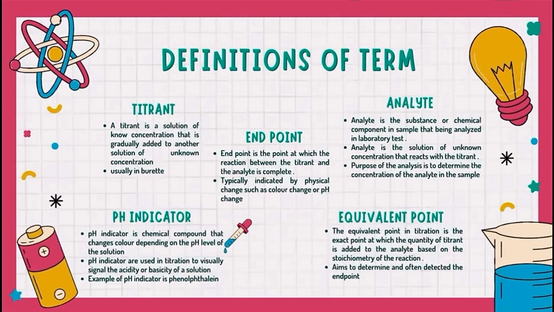Next, definition of terms. Titrant. A titrant is a solution of known concentration that is gradually added to another solution of unknown concentration. Titrant is usually in the burette. Endpoint. Endpoint is the point at which the reaction between the titrant and the analyte is complete, typically indicated by physical change such as color change or pH change.